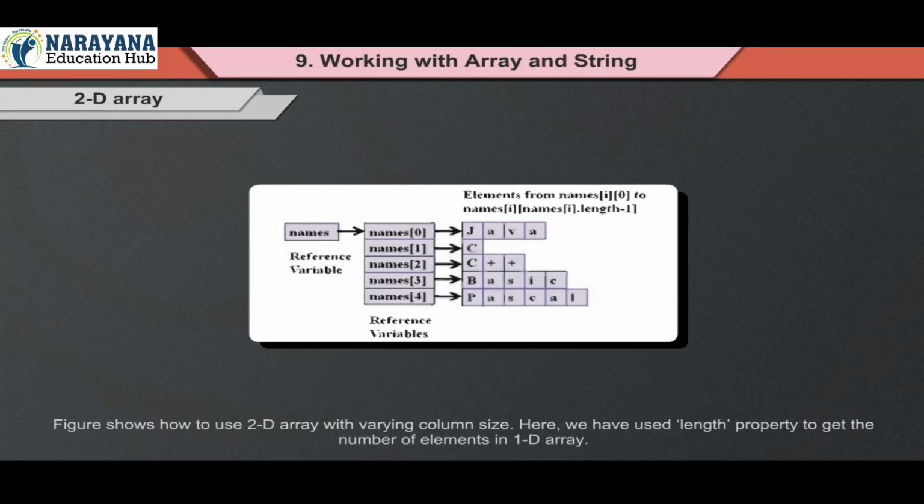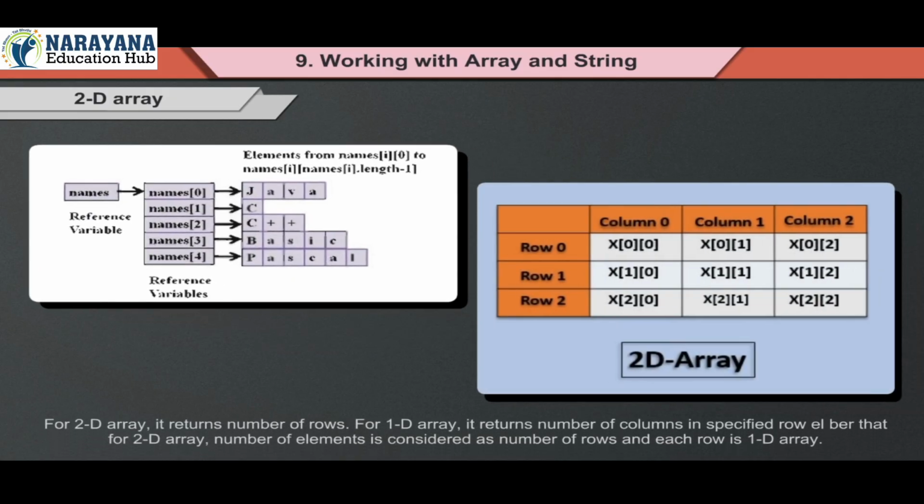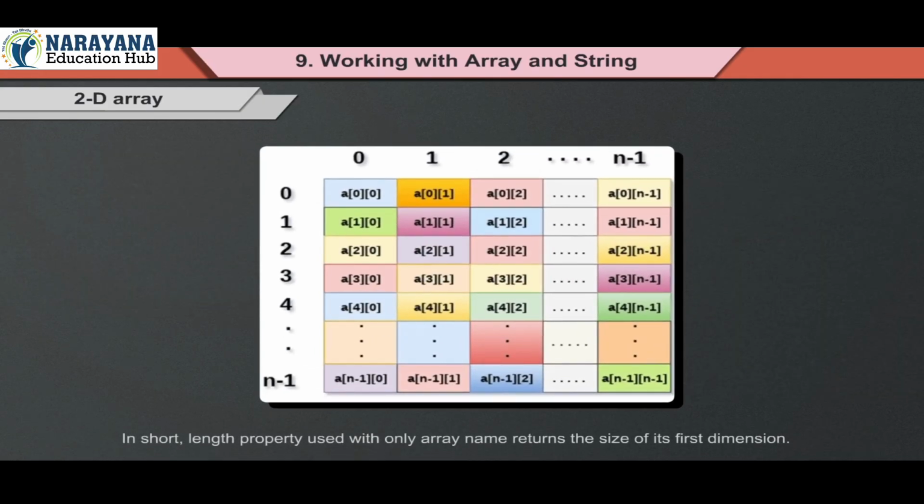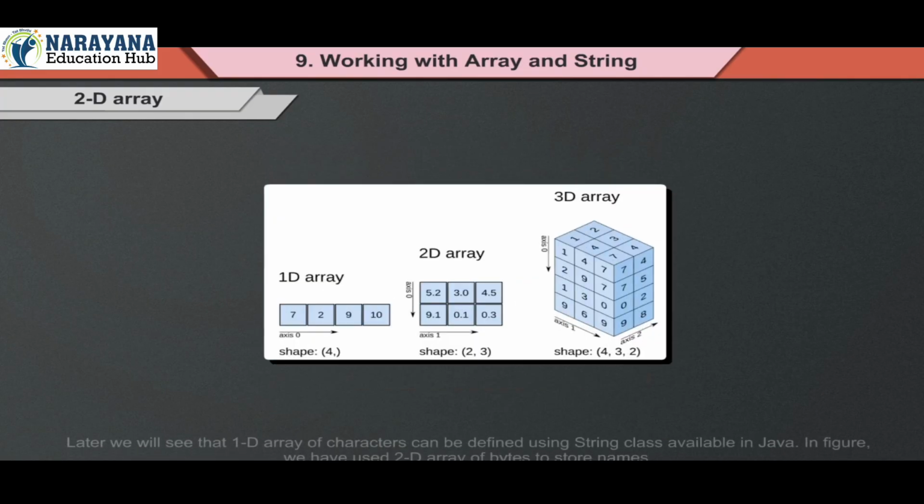The figure shows how to use a 2D array with varying column size. Here, we have used the length property to get the number of elements in a 1D array. For a 2D array, it returns the number of rows. For a 1D array, it returns the number of columns in the specified row element. Remember that for a 2D array, the number of elements is considered as the number of rows and each row is a 1D array. In short, the length property used with only the array name returns the size of its first dimension.